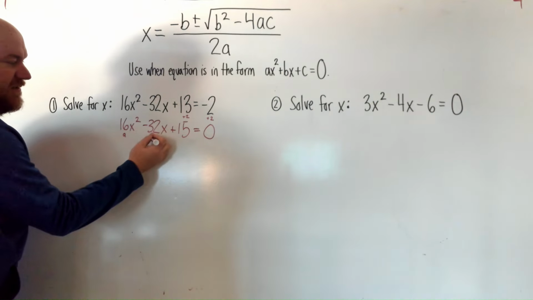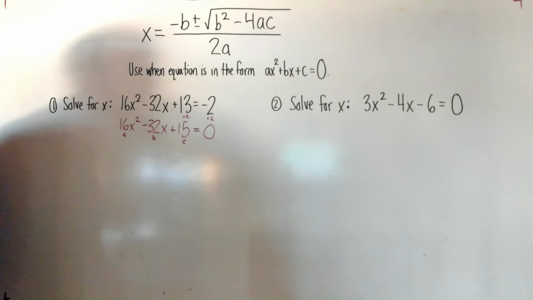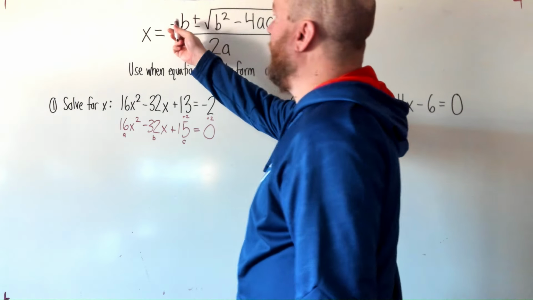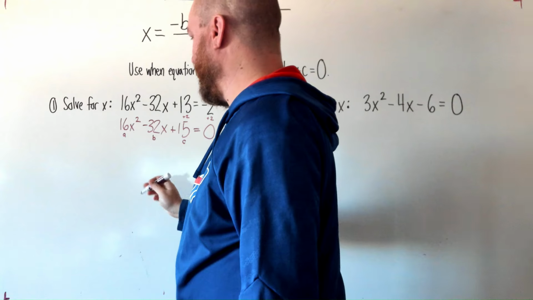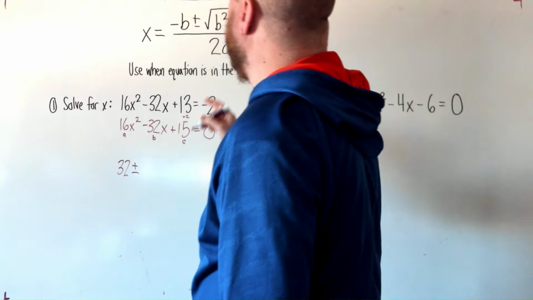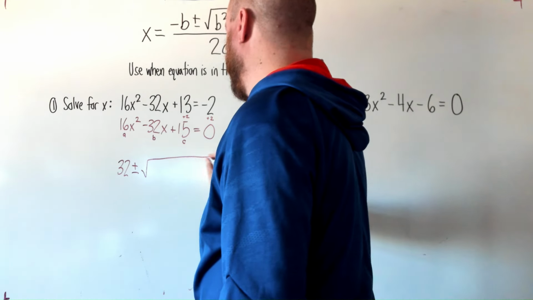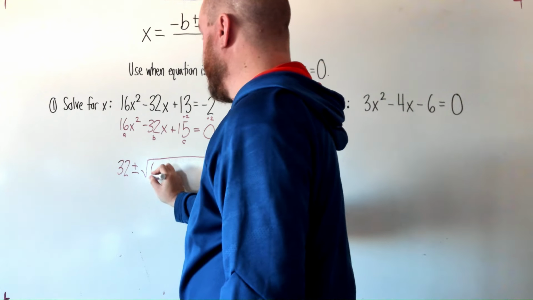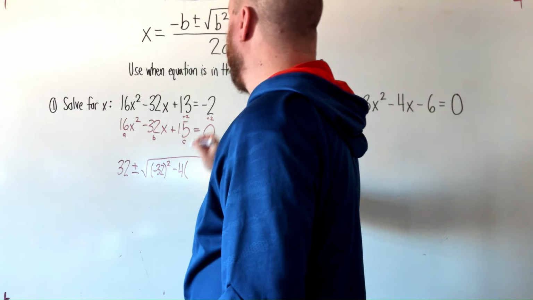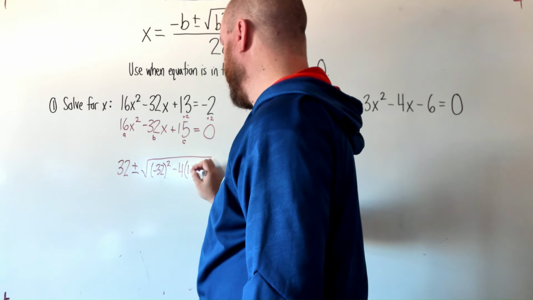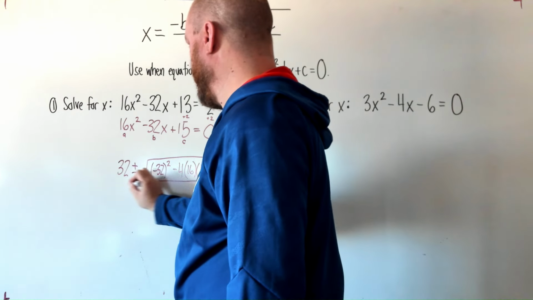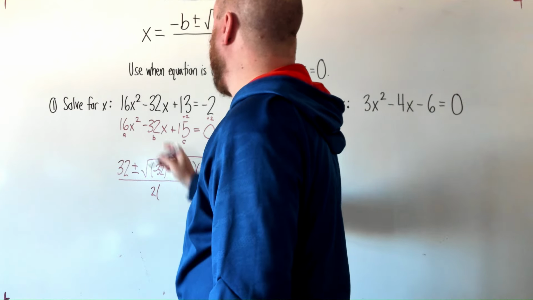A is 16, B is negative 32, and C is 15. So now I just need to put all those values into this formula. So it says negative b, so that would be a negative 32, or just 32, plus or minus the square root of b squared, which is negative 32 squared, minus 4 times a, which is 16, times c, which is 15, all over 2 times a, which is 16.